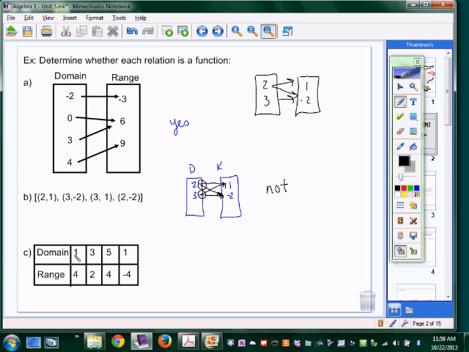Okay, so when we look at it this way, I have a 1 and a 4 and a 1 and a -4. These match, but these don't. So this is not a function.